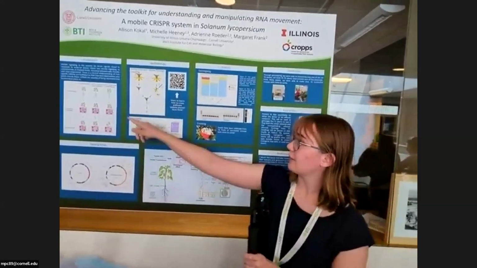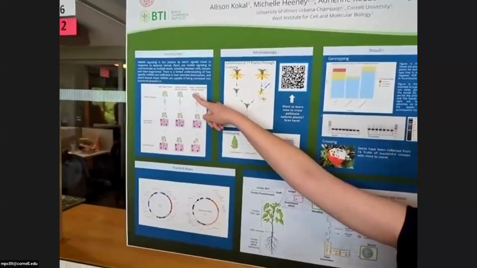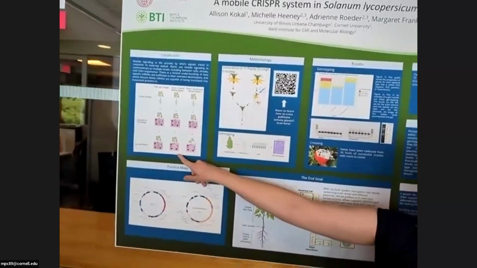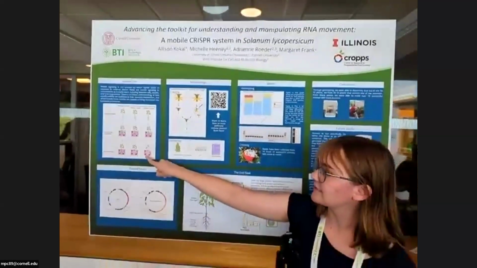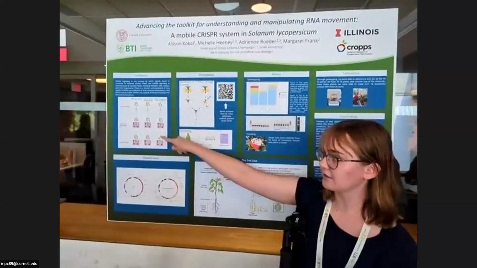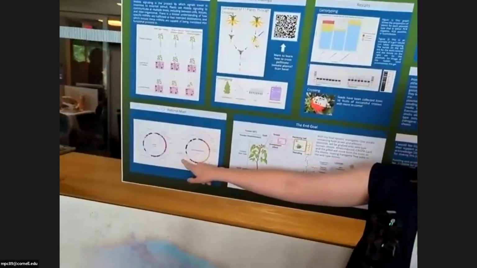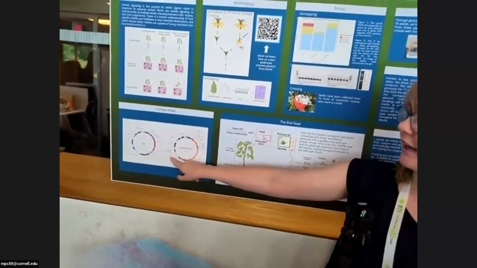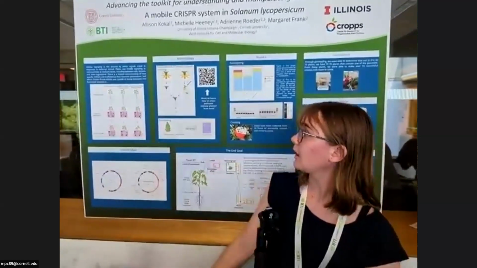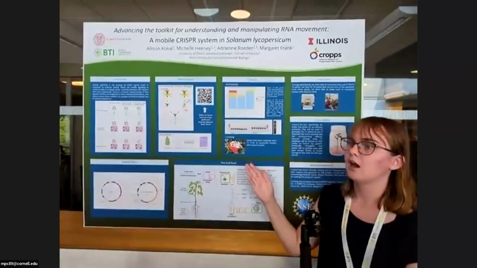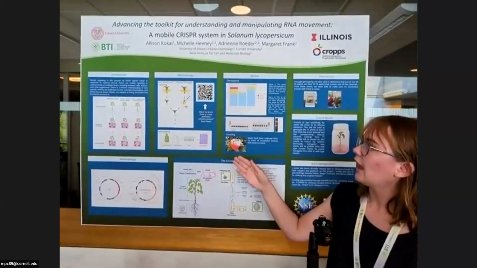And so I have two systems: my driver and control vector system and my driver and experimental vector system. In my control vector system, we expect to see white sectoring only in the roots, but in the experimental vector system, we expect to see white sectoring in the roots and in the shoots, because this construct has a mobilization tag that allows a CRISPR-Cas9 and guide RNA to travel from the roots to the shoots and make those edits.